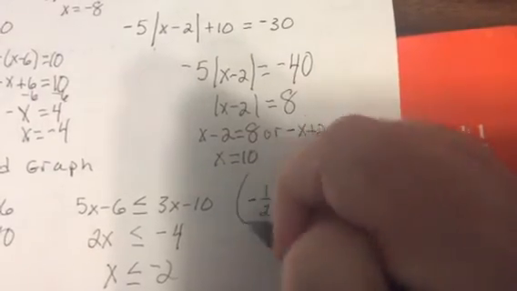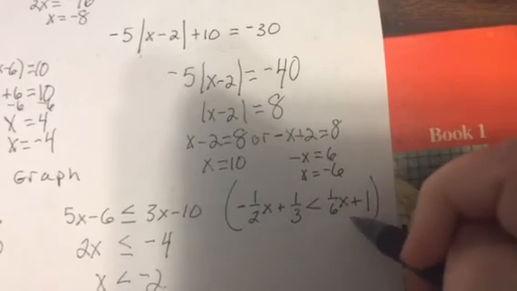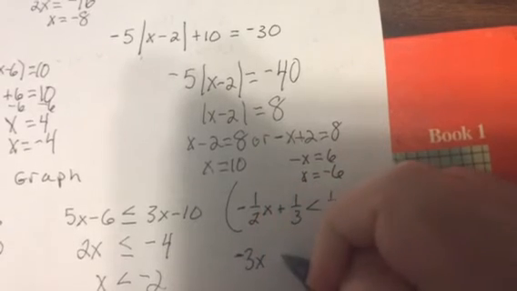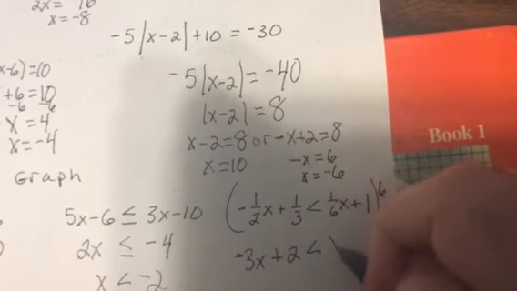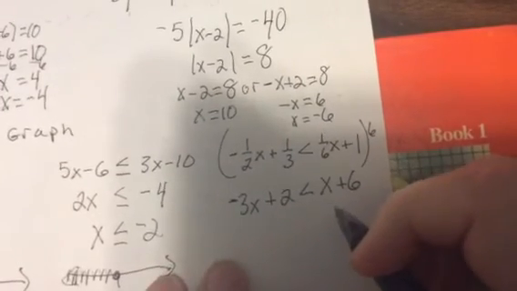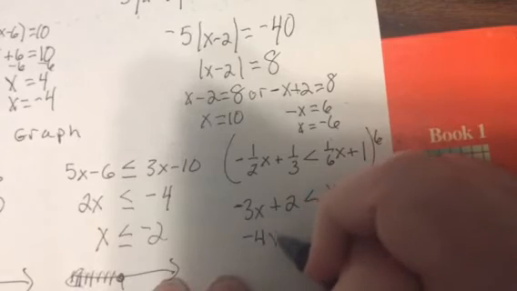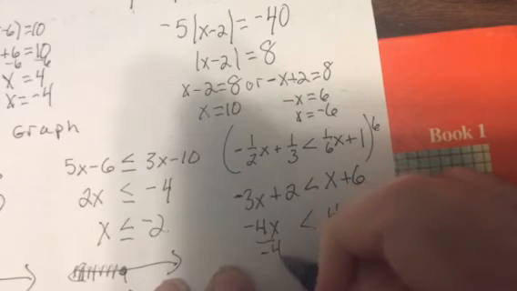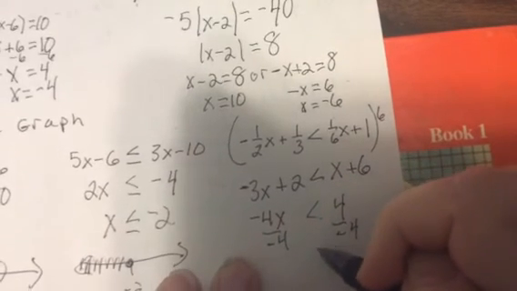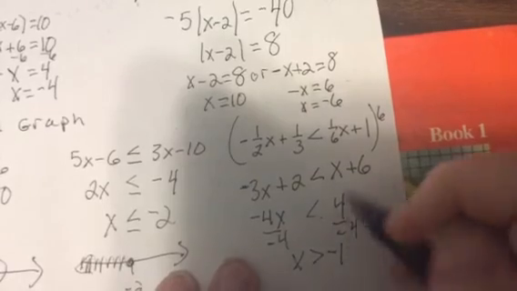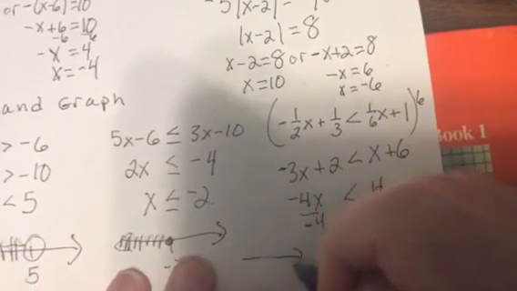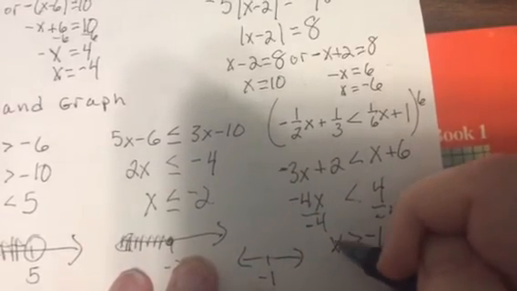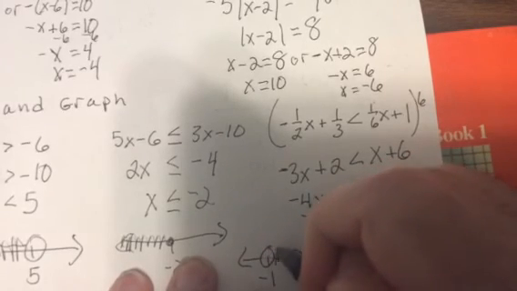Then this one, wouldn't you multiply by the LCD, which in this case is 6. So we'd have negative 3x plus 2 is less than x plus 6. So I'm going to subtract x. I'm going to subtract 2, divide by negative 4. Oh, I divided by a negative, Mr. Murphy. That's right, so we switch the inequality. Good catch. Thanks, Trixie. I knew you'd help me. So let's see, that'd be negative 1. And I want the numbers larger than negative 1, so it goes this way.